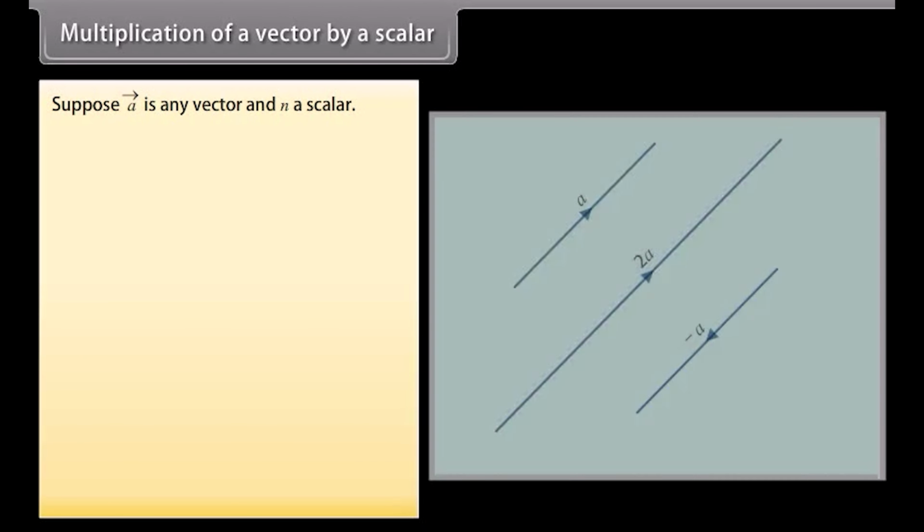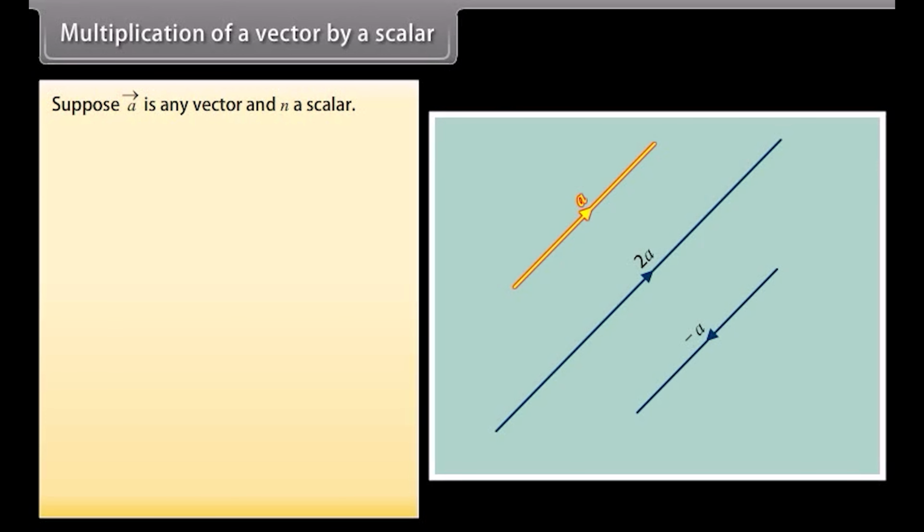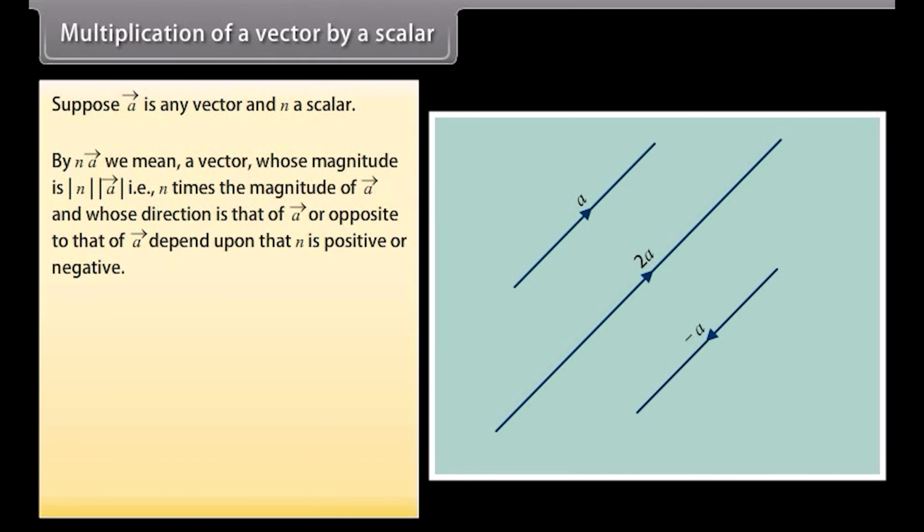Multiplication of a vector by a scalar. Suppose vector A is any vector and n a scalar. By vector nA we mean a vector whose magnitude is mod n times mod of vector A, that is, n times the magnitude of vector A, and whose direction is that of vector A or opposite to that of vector A depending upon whether n is positive or negative. If n is equal to 0, then 0 times vector A is equal to 0.